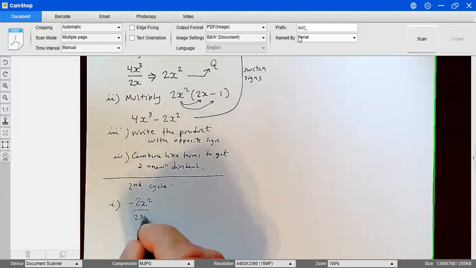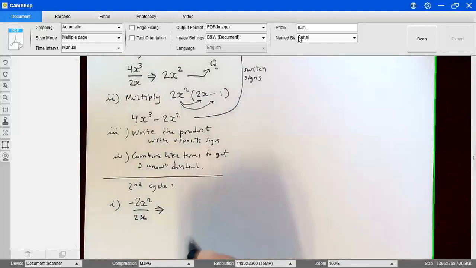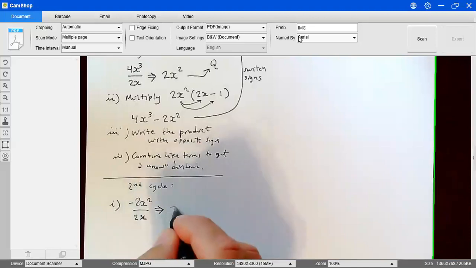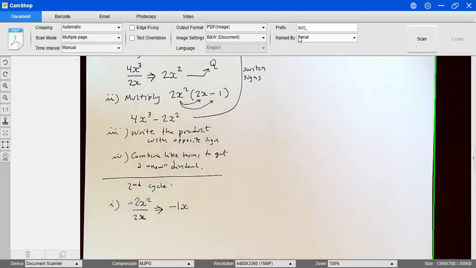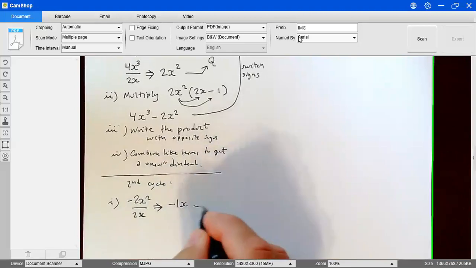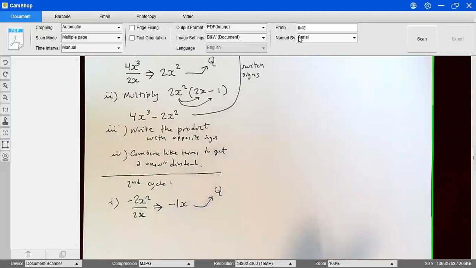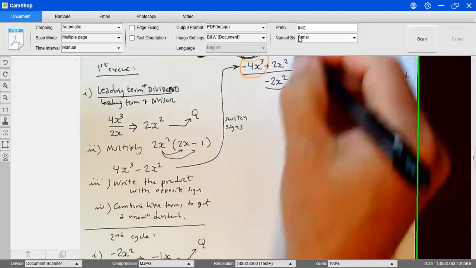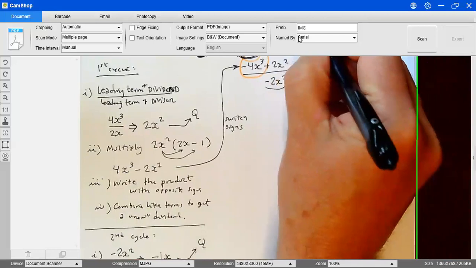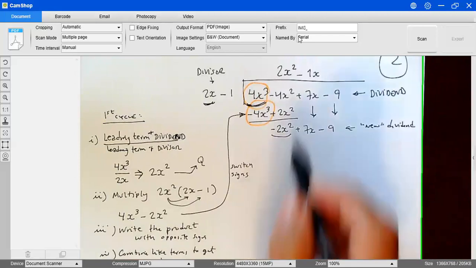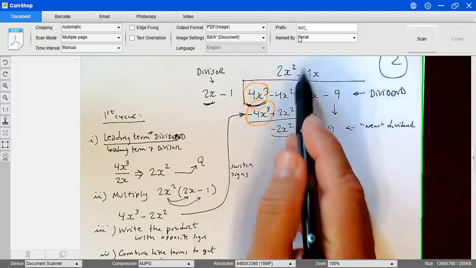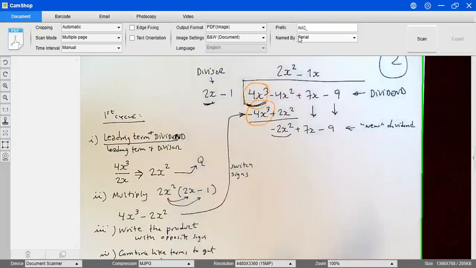2x. So again, I'm going to divide two monomials. So I'm going to get a negative 2 over 2 is going to be negative 1, and x squared over x is going to be just x. So this is another term for the quotient. So I'm going to write negative 1x, which is just x, right? But I'm writing everything in the way that I'm getting. So negative 1x. Now I'm going to multiply this term by the entire divisor.